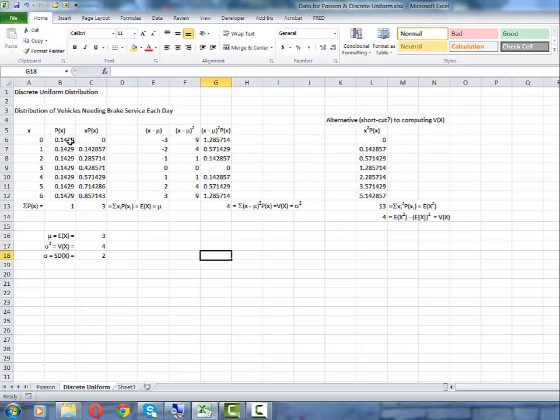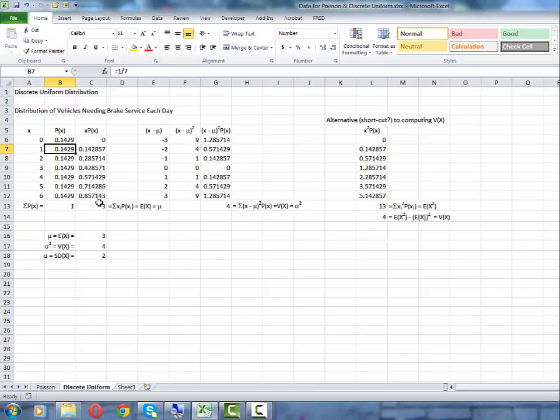But the point is, for a discrete uniform distribution, however many outcomes there are, the probability is 1 over that number, so 7 outcomes. So the probability is the same throughout. That's why we call it a uniform distribution. So nothing else is new then.